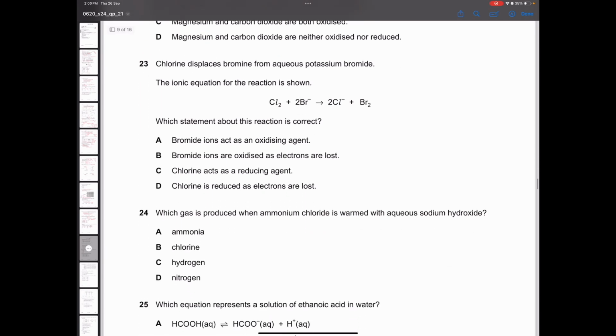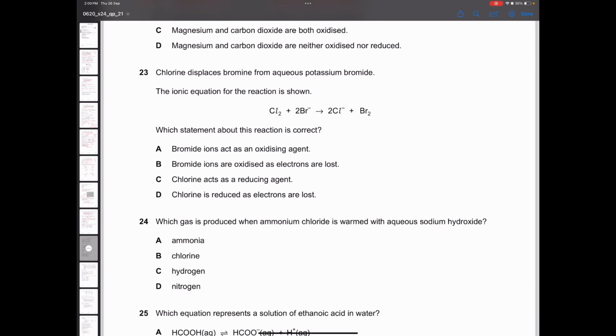Next question. Chlorine displaces bromine from aqueous potassium bromide. Bromide ions are acting as oxidizing agent. Now, we need to understand this conceptually. It is saying that the bromide ions are acting as oxidizing agent. So it is indirectly saying that bromide ions are getting reduced. Reduced means gain of electrons. So it is Br minus here, then it is Br 0 charge here. Is it gain of electrons or loss of electrons? You can remember the mnemonic OIL RIG. Oxidation is loss, reduction is gain.